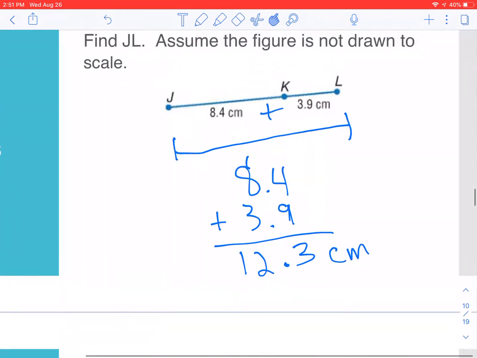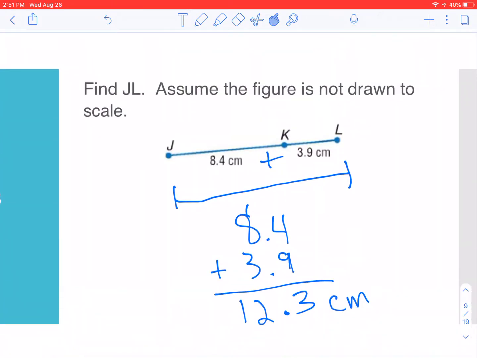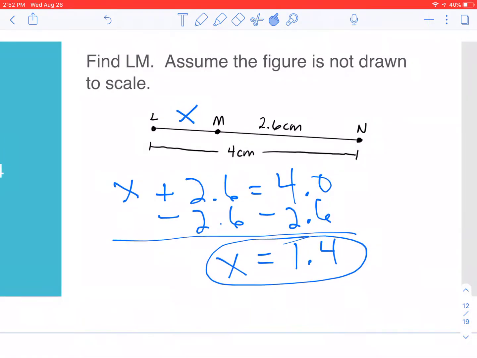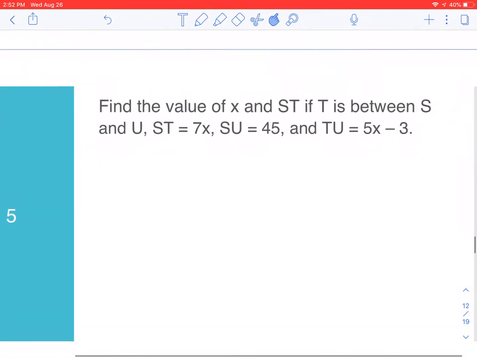So if we don't know what it is, we can call it X. Likewise, if we go back to this problem, and I'm going to erase this plus mark, we could call this line X. And we could say 3.9 plus 8.4 equals X. So anything missing you can call X if you wanted to. It's up to you. You don't have to. That's one way to find it by subtraction.